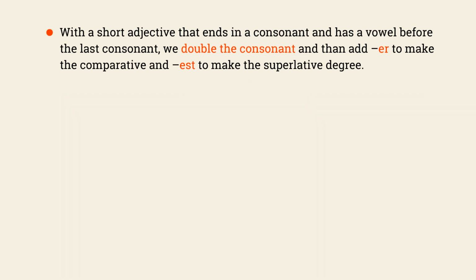With a short adjective that ends in a consonant and has a vowel before the last consonant, we double the consonant and then add er to make the comparative and est to make the superlative degree.